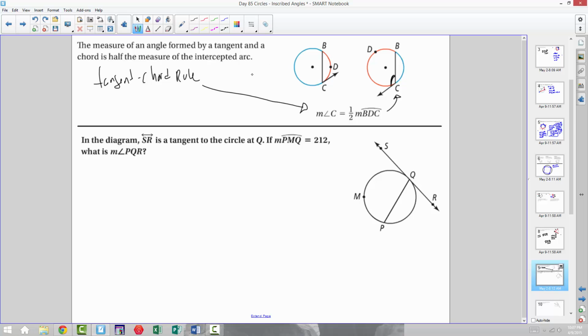And then I can also have that angle C is equal to half of the measure of arc BC. So there, you could do it both ways, major or minor. And this is when you have a tangent and a chord intersect. So we have a tangent and a chord, therefore the angle formed by those two is half its intercepted arc.